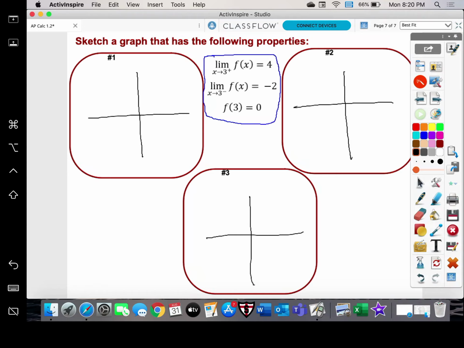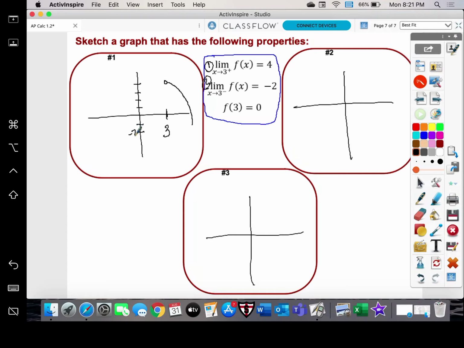This first one up here means as we get really close to 3 on the x-axis, a target value there, our function has to go up to 4. So 1, 2, 3, 4. From the right side, our function has to come up to there. I don't know if that's a closed-in circle, but it could look like that. Then this second part says the limit of our function as x goes to 3 from the left is -2.